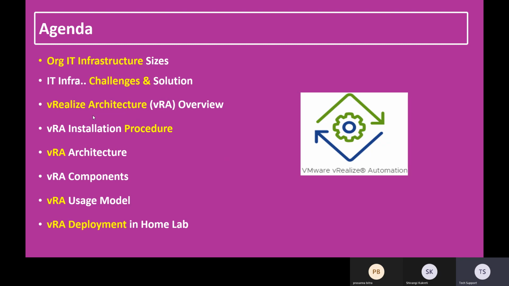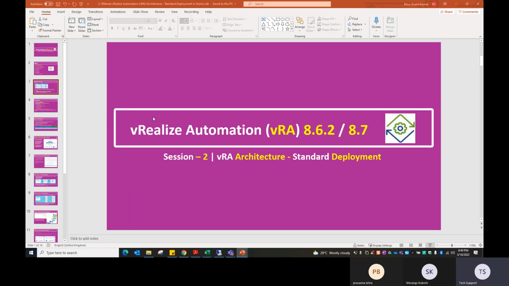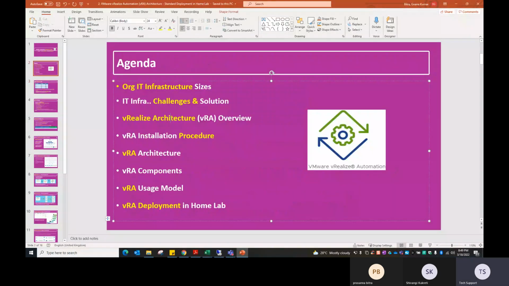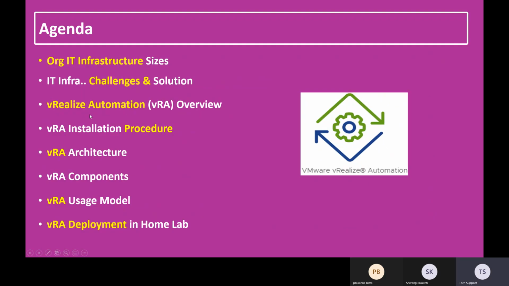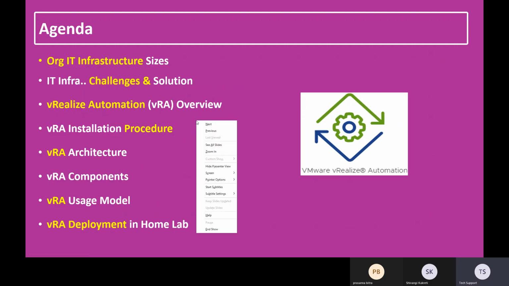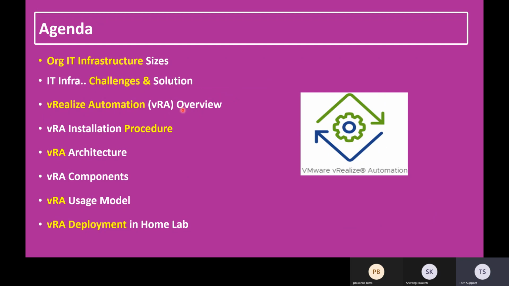Sorry for the typo here, it is vRealize Automation. In short form, we call it vRA. So with vRA, we can observe the vRA overview and the vRealize installation procedure, how we can install vRealize Automation, and the vRealize architecture. We will talk about the vRealize architecture.